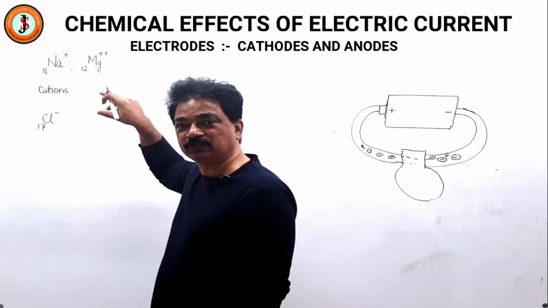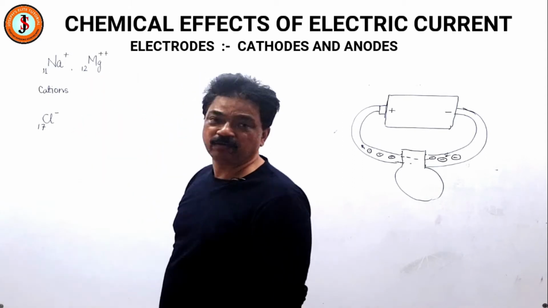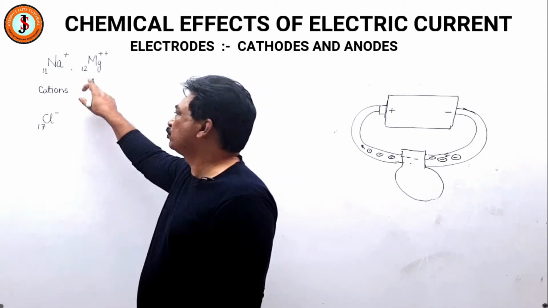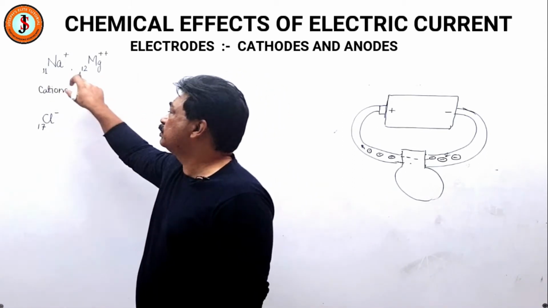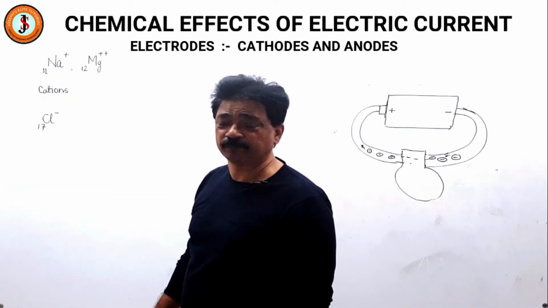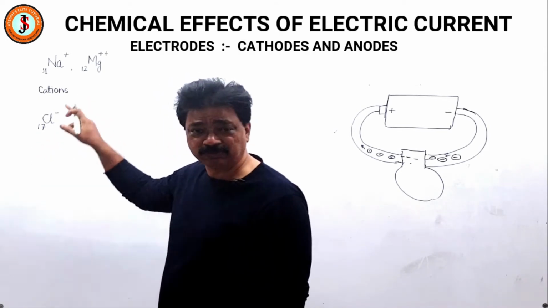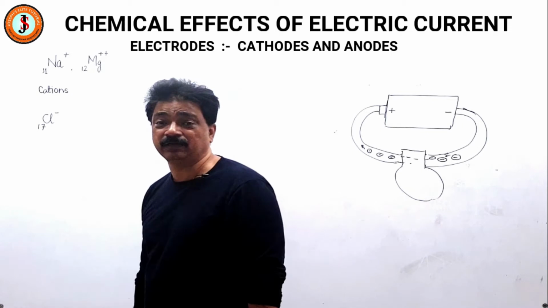A plus always means fewer electrons. So it has lost electrons. How many? 2. So its number of electrons will be 10, but the number of protons will be 12. So the proton number is fixed over here. Whatever the number is here, that is the number of protons. So here there are 17 protons, but there is a minus, that means an extra electron has come. So it has 18 electrons.